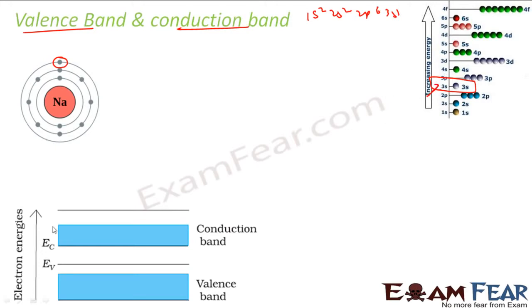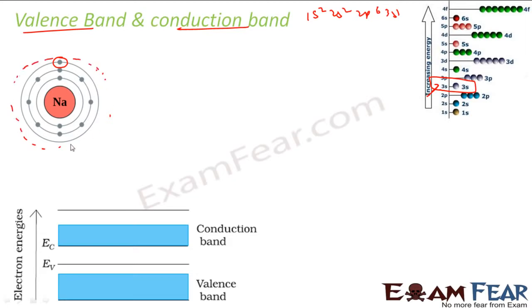Now, if my electron somehow jumps out of this band and goes to some other band, because there are so many bands, let's suppose it goes to the 3p band, there will be some 3p band here also.